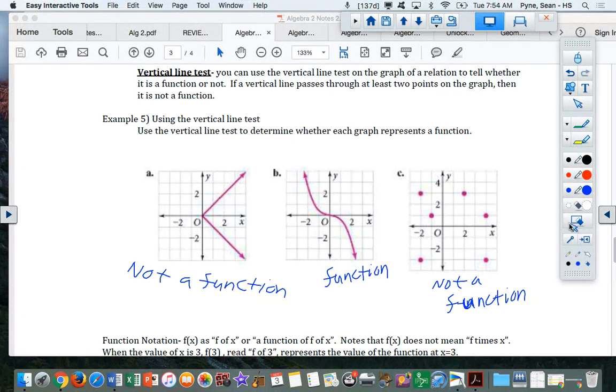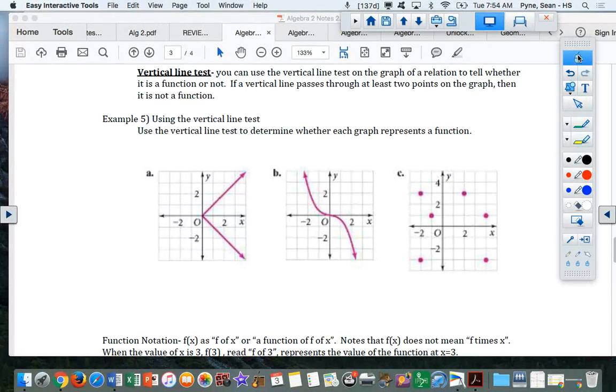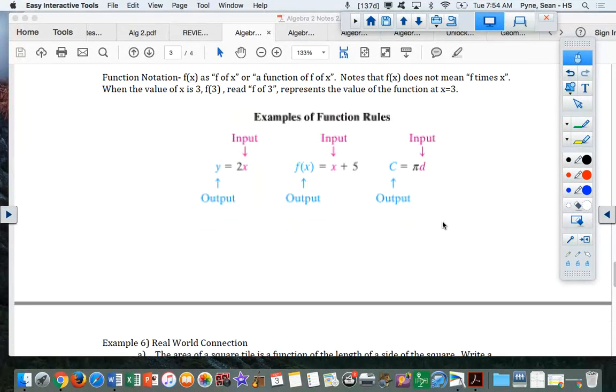Let's get to stuff that actually involves us doing a little bit of work. All right, f of x. So the function notation, f of x. You see the f and then the x in the parentheses. That means it's a function of x. So you're focusing on that x. Notice that f of x does not mean f times x. When the value of x is 3, it's f of 3. That means anywhere there's an x, we're going to be plugging 3 into it.